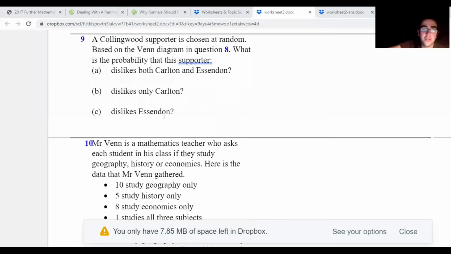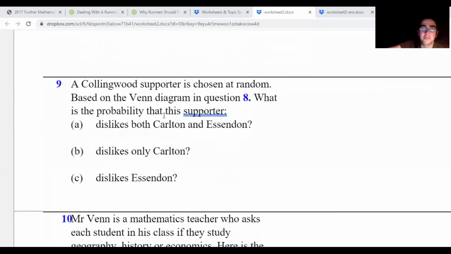Okay, so the next question states, a Collingwood supporter is chosen at random. Based on the Venn diagram in question 8, what is the probability that the supporter dislikes both Carlton and Essendon? So we know that there was 10 of them. So 10 divided by 20 equals 1 over 2.